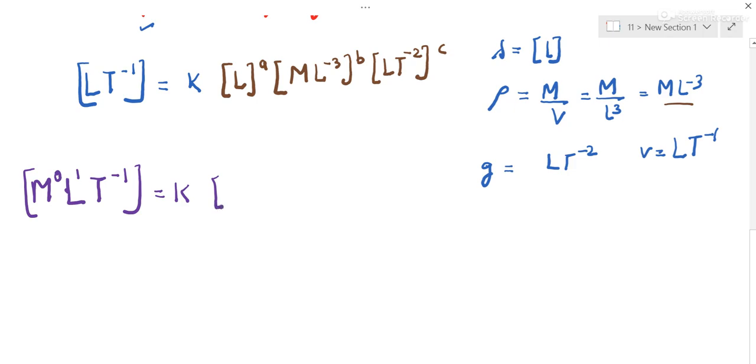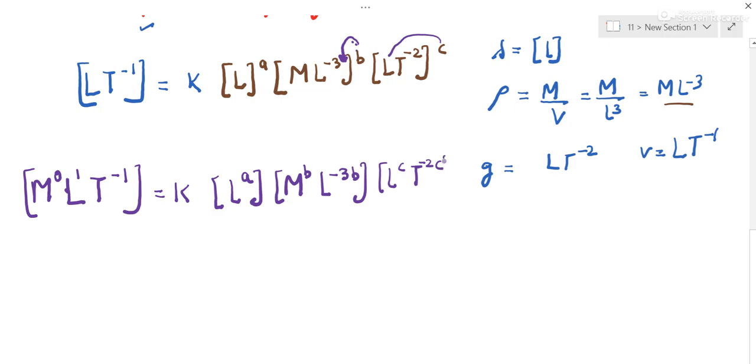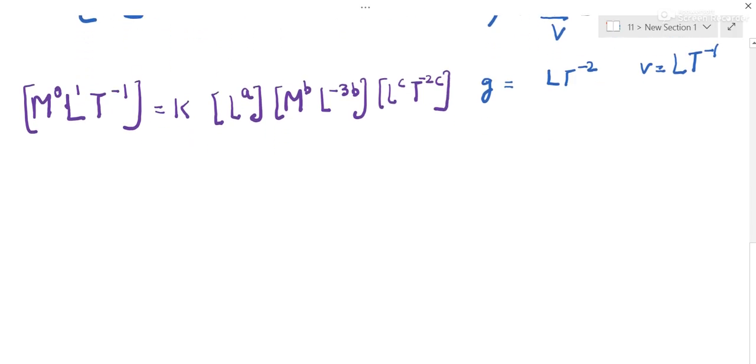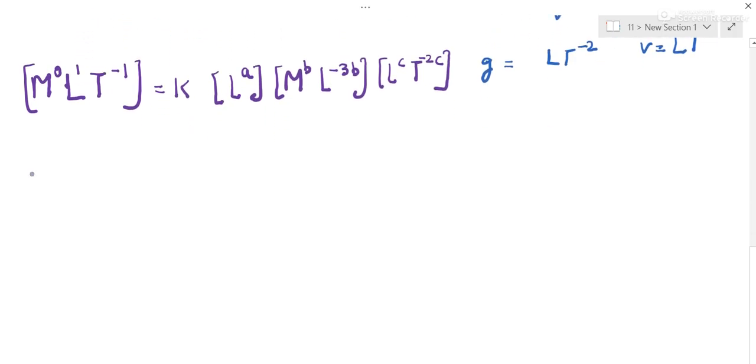It will be L to the power A. We are opening the bracket, so M to the power B and L to the power minus 3B. This B will be given to it, right? So it is L to the power minus 3B. And here what will come? L to the power C and T to the power minus 2C. Now we would use mathematics. M to the power 0, L to the power 1, T to the power minus 1.